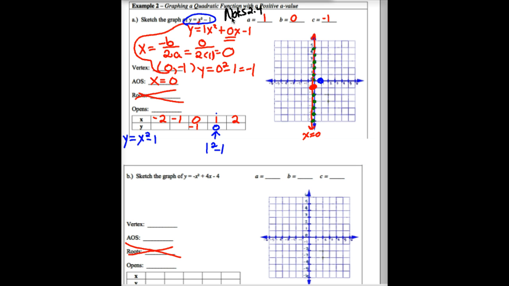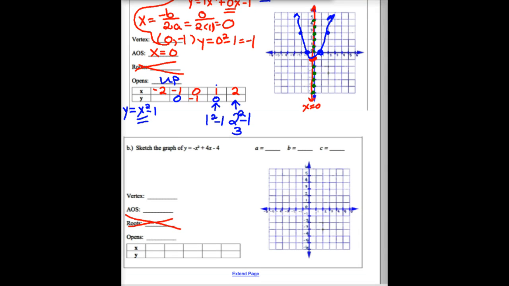So I'm going to put a 0 in here, but then I get to steal one over here because of that symmetry. I don't even have to replug that in. The next one I'm going to put in is a 2 for x. I'm going to do 2 squared minus 1, which is 4 minus 1, or 3. And I go 1 over, 3 up, and then I get to steal negative 1 over, 3 up. And you'll notice that my parabola is opening up because that lead A is positive. So there's the first graph. Now let's go do another one.